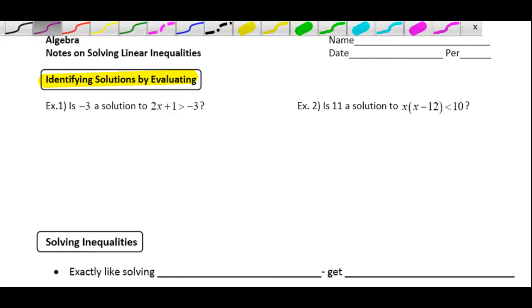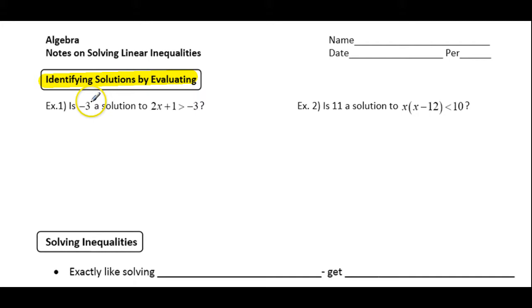So for this first problem, it's asking, is negative 3 a solution to 2x plus 1 is greater than negative 3? So to figure out if this is an answer for this, we're going to plug it in for the x, right? Because they're basically saying x is negative 3. So remember to plug it in with your parentheses. So the left side, 2x plus 1 will be 2 parentheses negative 3 plus 1 is greater than negative 3. Okay? So now we're going to simplify the left side.